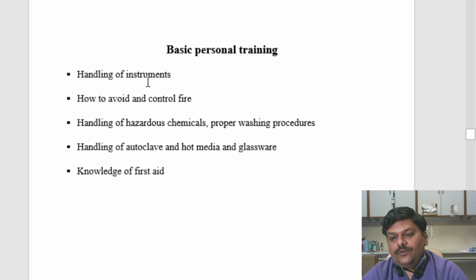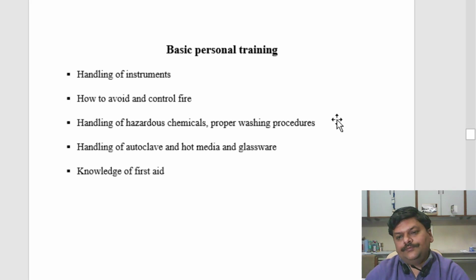Also, the training is required for handling hazardous chemicals, and how not everything can be washed the same way. How to wash our instruments, or glasswares or plasticwares. Training is also required for how to handle sterilization procedures. Say, for example, how to handle an autoclave, which is kind of a big pressure pot which we use in cooking in our kitchens. It's kind of a big pressure cooker, and a basic knowledge of first aid is also required to work in a plant tissue culture laboratory.